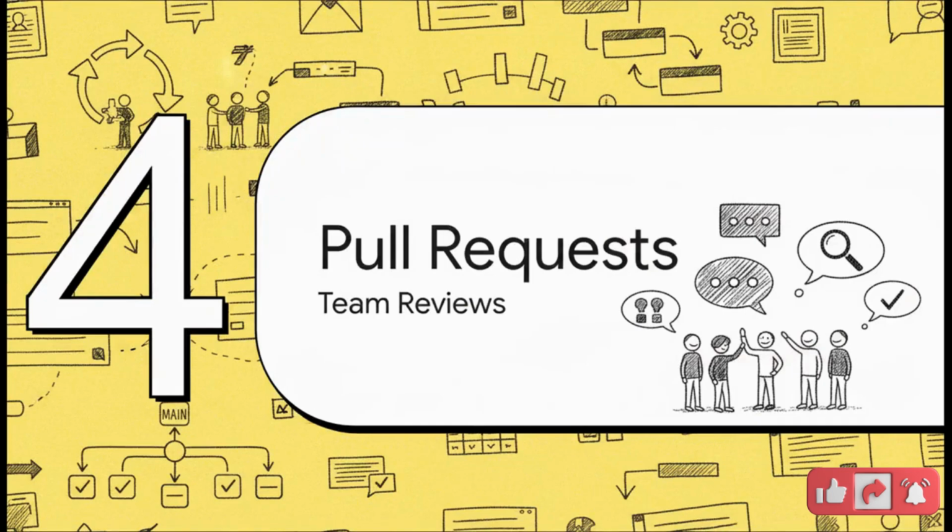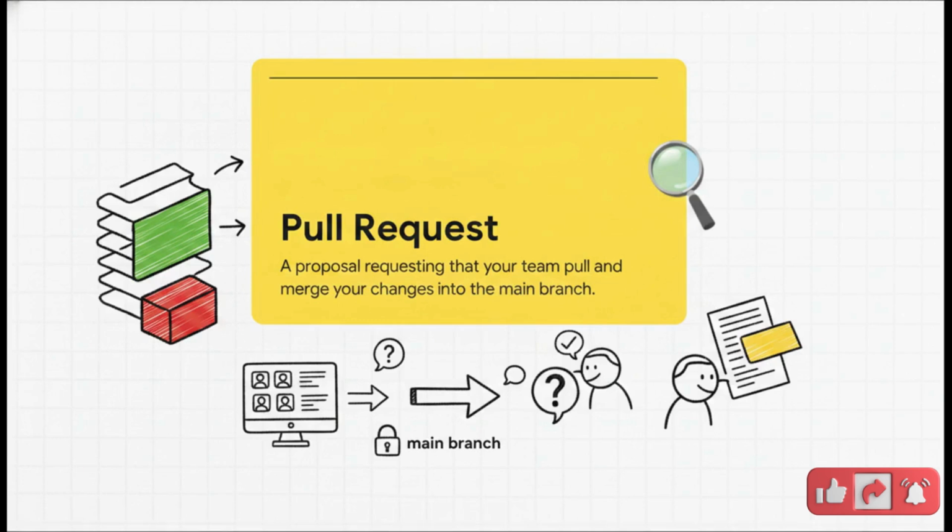Now for Section 4, pull requests and reviews. This right here is the absolute heart of open source and enterprise collaboration, the pull request, or PR as we usually call it. A pull request is exactly what it sounds like. It's a proposal on GitHub requesting that your team pull your changes into the main branch. This is where the magic of quality control happens. Your team can view the exact differences your code introduces, additions glowing in green, deletions in red.